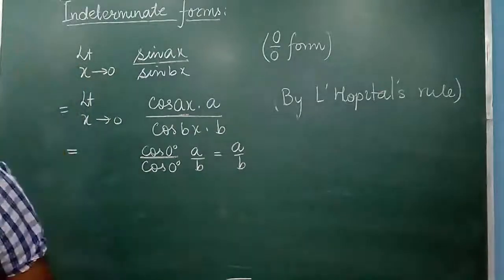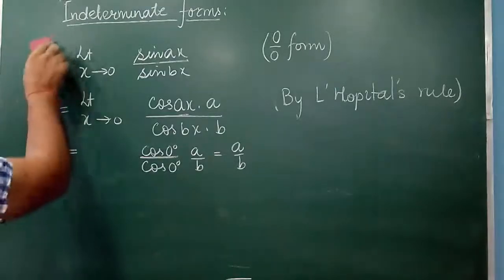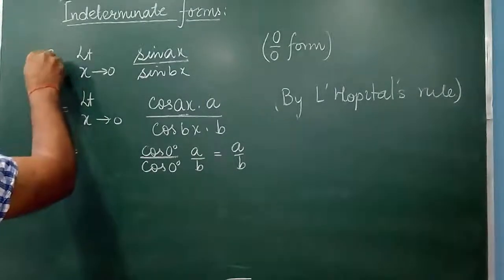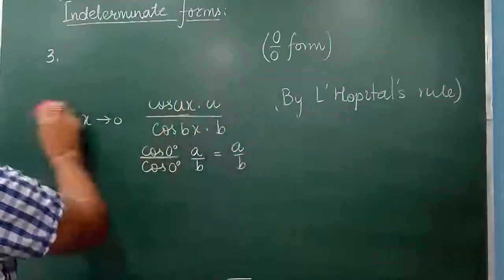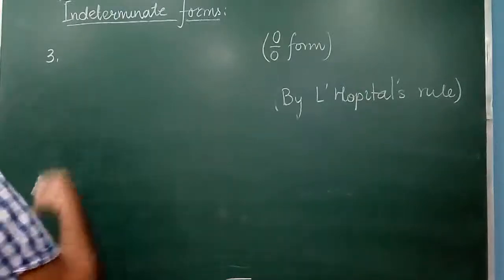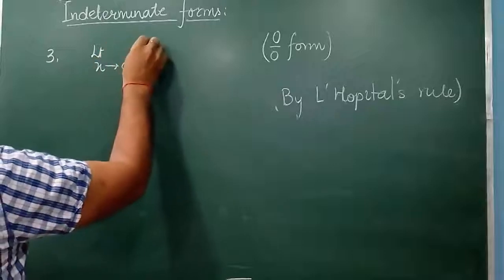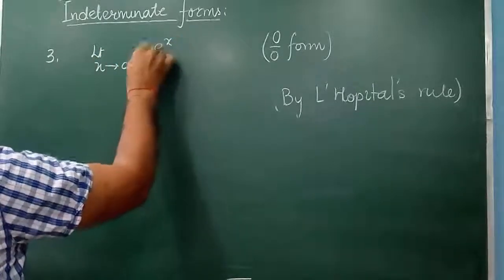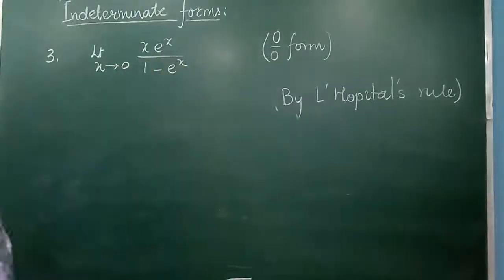Now the third one, this was the second question. Now the third question. What is the third question? Limit x tending to 0, x e to power x upon 1 minus e to power x.